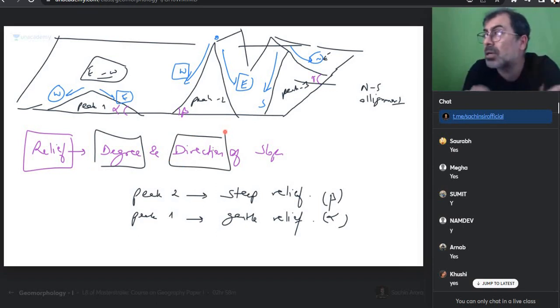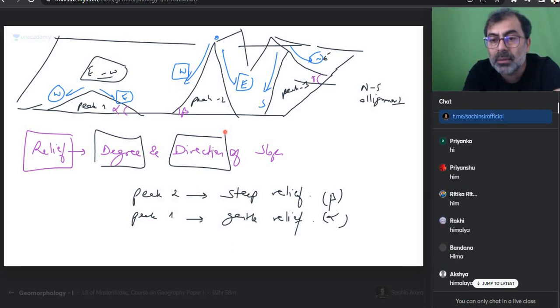Which has steeper relief, Himalaya or Aravallis? Himalaya. Can I say relief will decide the erosive capacity, potential energy, and the gradient? Yes or no? दिमाग में रखना ये सब connection. This is where geography becomes a little science.